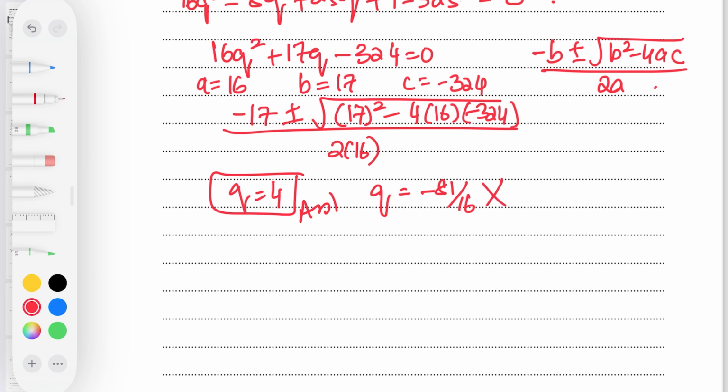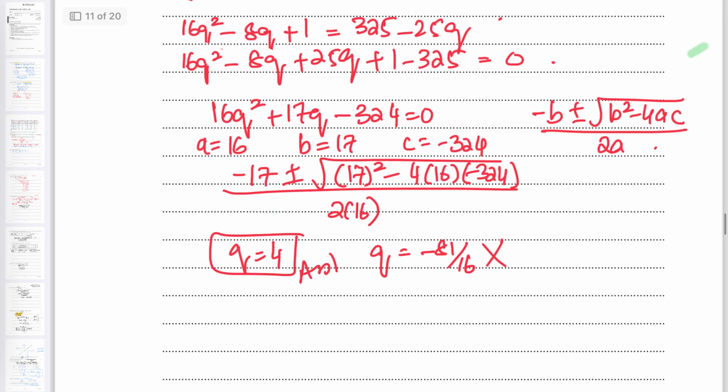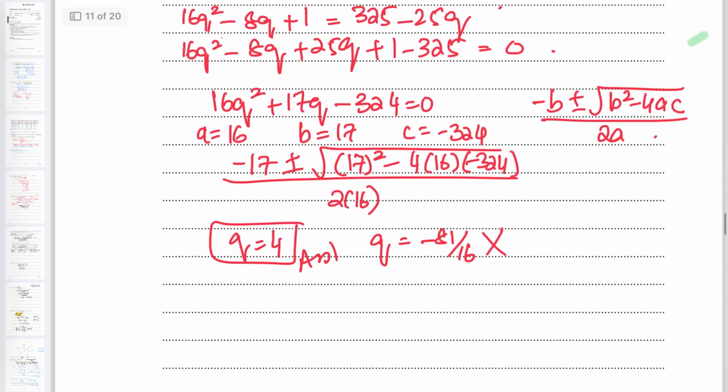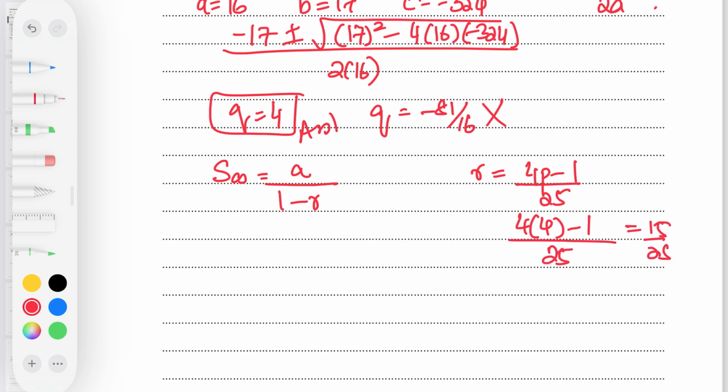Reject the other. Now we have to find what the question is asking us. The question is asking us to find the sum to infinity of the progression. What is the formula for sum to infinity? A upon 1 minus r. What is r? 4p minus 1 upon 25, which is 3 upon 5.